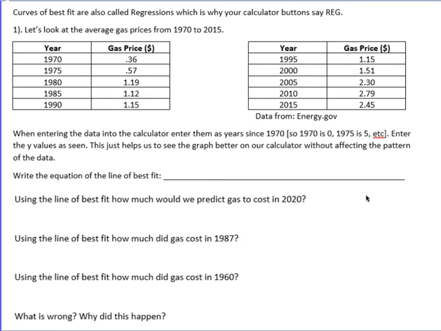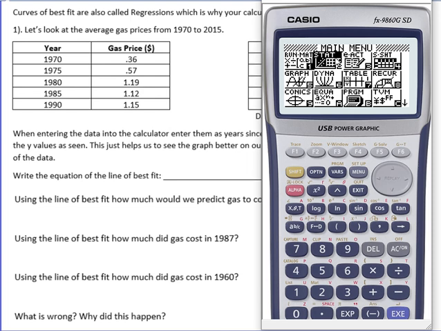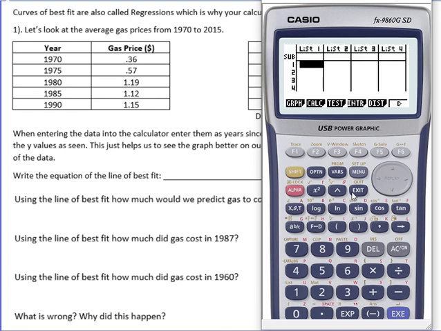So here's our data. We have the average gas prices from 1970 to 2015, and we are going to find an equation to model this data. So in your calculator, you're going to press menu, and we're going to go to stat, number 2, and I'm going to enter the data.